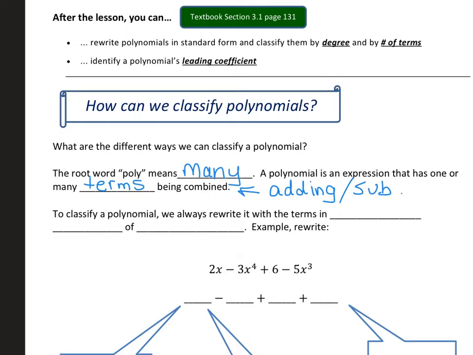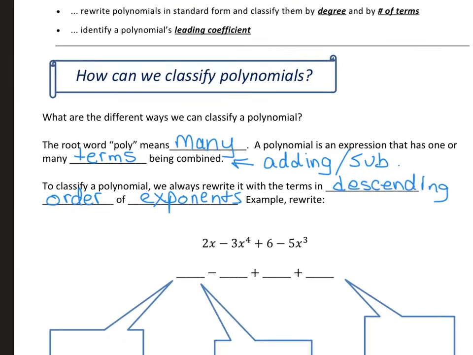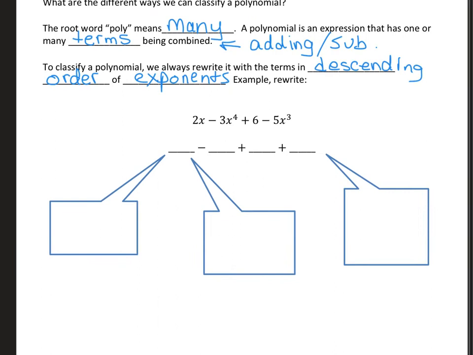Okay, to classify a polynomial, we always rewrite it with the terms in descending order. So in standard form, descending order of exponents. And we're kind of already familiar with that, given our work with quadratics. So we have an example here below of several terms, and we're going to rewrite it in standard form. The first thing to note here is we're going to look for the highest exponent, and right here is our highest exponent, and that is an exponent of 4.